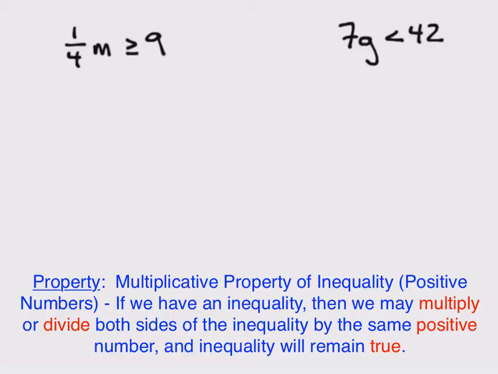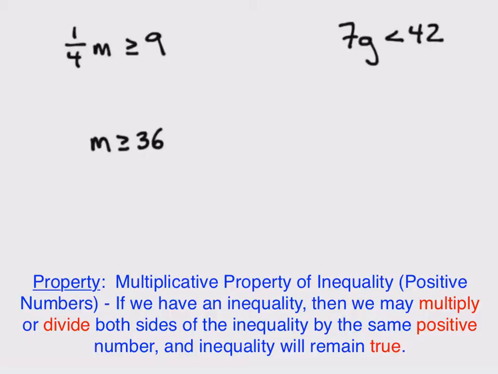And first, I want to appeal to our intuition. Perhaps we can tell that the smallest number that m could possibly be is 36. If m were exactly equal to 36, 1/4 times m would be exactly equal to 9. M could of course be anything greater than 36 as well. So we already know the numbers that make that statement true are those that are greater than or equal to 36. But now I want to show us how we could obtain that same solution algebraically.